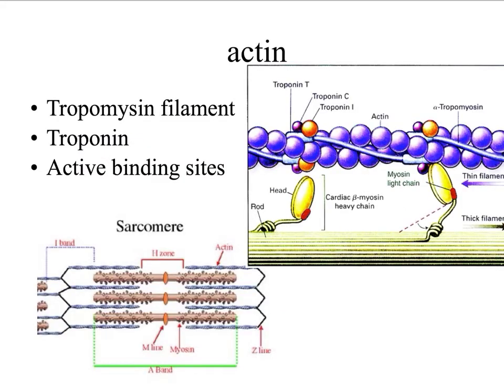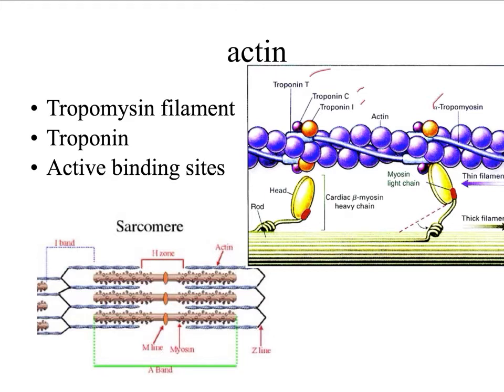So let's look closer at these myofilaments here. I have used, by the way, both of these diagrams on this page on exams, so you do need to know how to label. I'm not worried. I really don't care about troponin T, C, or I, just know troponin. Don't worry about alpha tropomyosin, that sort of thing.